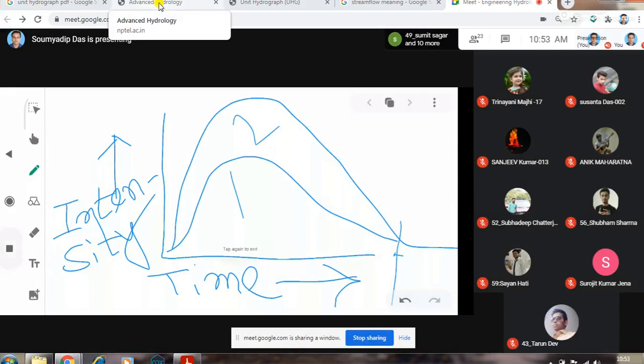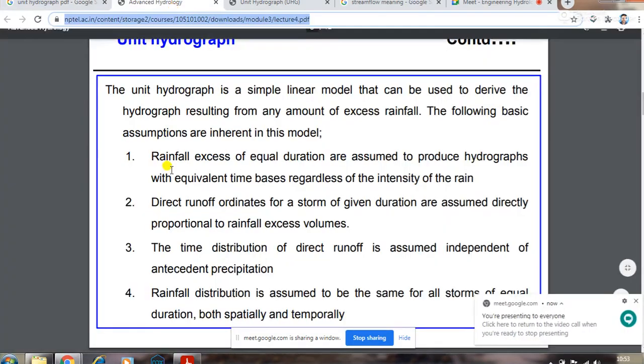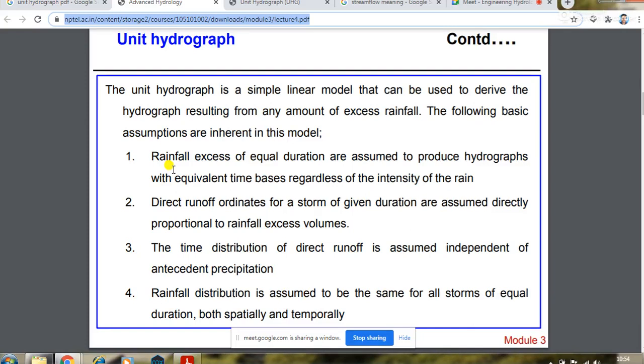Now let us get back to that second point. Okay. The second point is direct runoff ordinates from a storm of given duration are assumed directly proportional to rainfall excess volume. Okay. So there is another term, rainfall excess volume. Okay. Which is nothing but the calculation of the volume of the excess rainfall. Okay. So direct runoff ordinates for a storm of a given duration are assumed directly proportional to rainfall excess volumes.